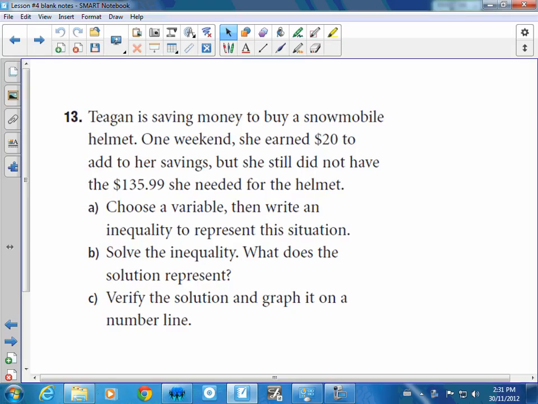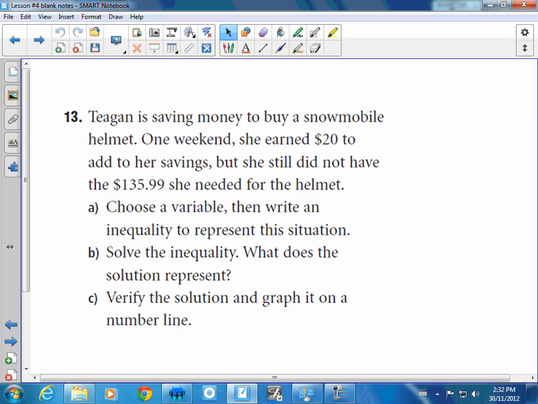Now this is not an equality, because that means could she raise exactly $135.99? She could. Could she raise less than that? No, because then she can't buy the helmet. Could she raise more than that? Okay, so what kind of inequality are we talking here? Greater than or equal to, right? Does that make sense? You can earn more or exactly that amount to buy the helmet, right?